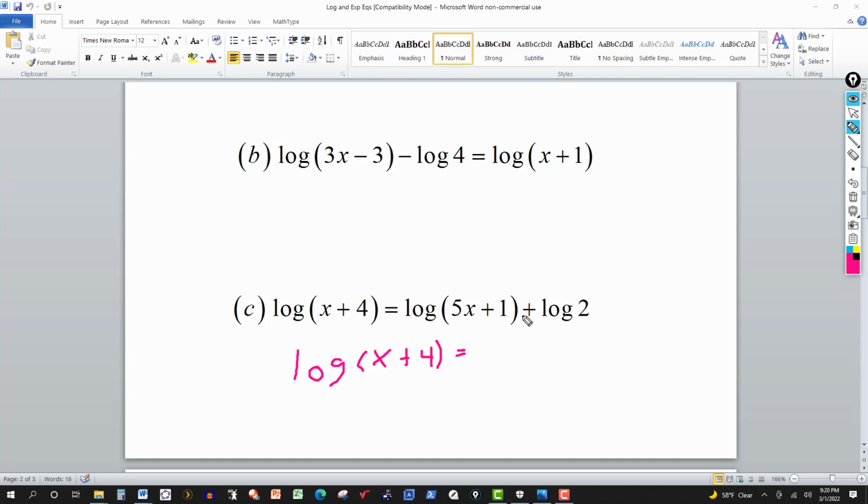And on the right side I have the sum of two logs. So the property for logarithms tells me, if you have a sum of two logs, that's the same thing as the log of the product of those terms. So it's 5x plus 1 times 2. That would give us 10x here. 2 times 5x is 10x. 2 times 1 is 2. And let's put parentheses on that.